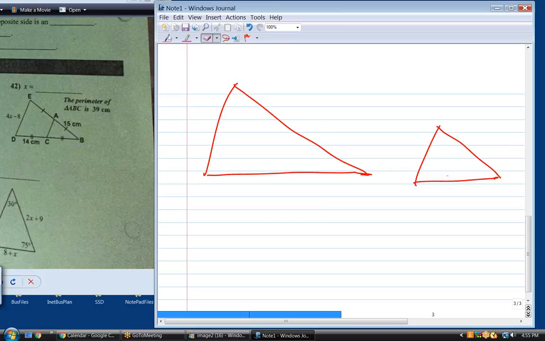Notice that angle B is common to both. So that has to be the same angle as that. And because they're parallel, that's the same as that, and this one is the same as this one. That makes the triangles similar. Now all you need is a similarity ratio.